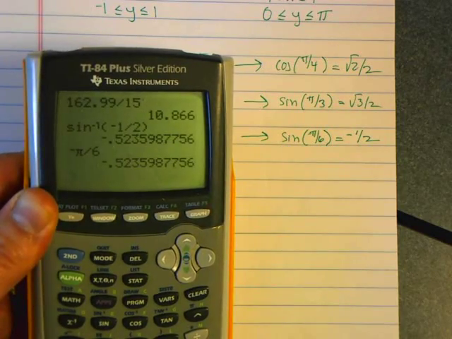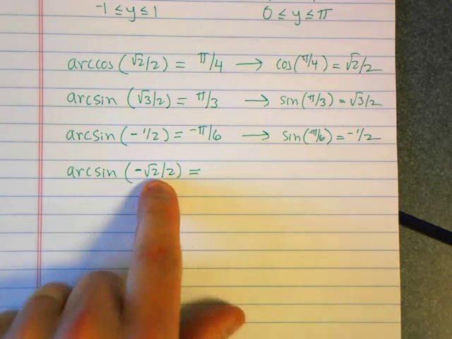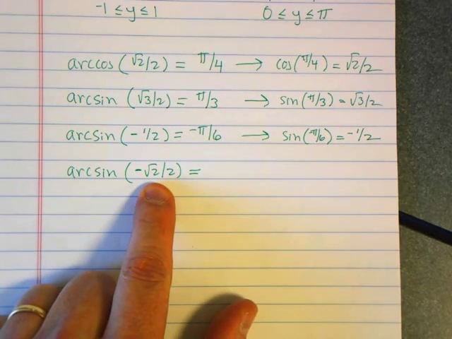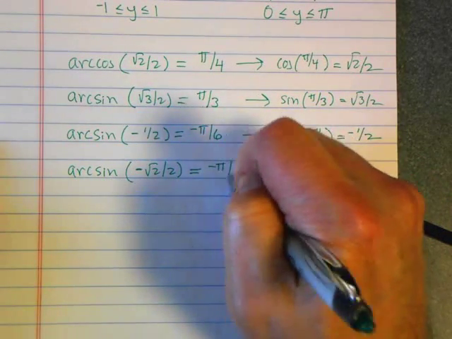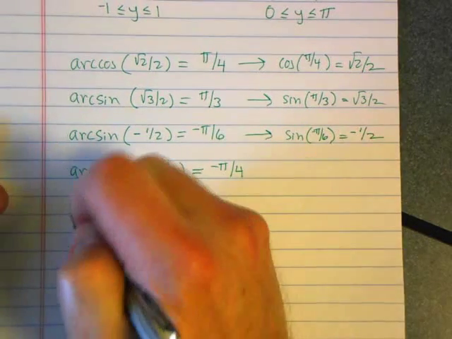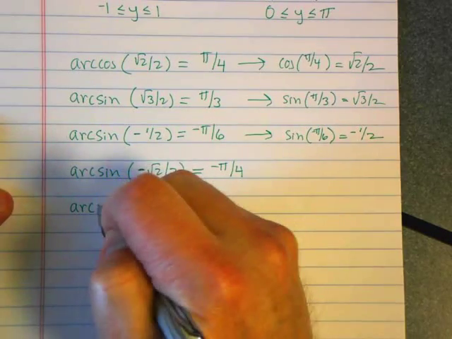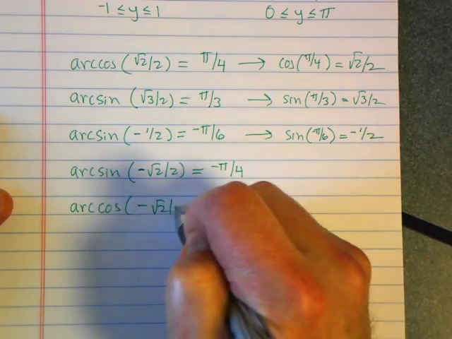Yeah. All right. How about the arc sine of negative square root of 2 over 2? Negative pi over 4, excellent. Negative pi over 4. How about the arc cosine of negative square root of 2 over 2?